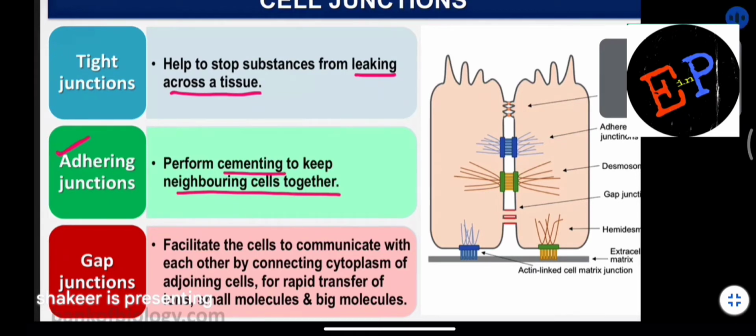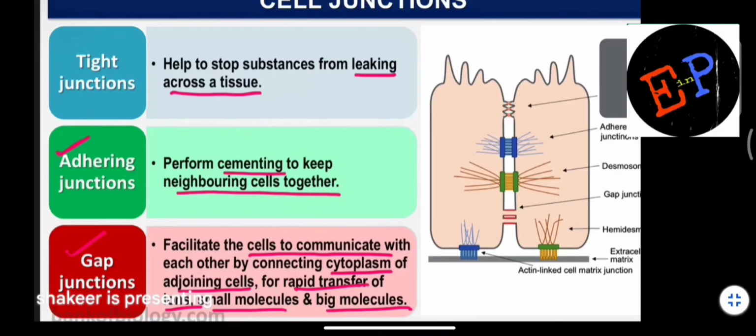For your hand to operate like this, there are many chemical reactions and electrical functions going on. So for your hand to operate, there should be communication between one cell and another cell. That communication is provided by which junction? Gap junction. They facilitate the cells to communicate with each other by connecting the cytoplasm of adjoining cells for a rapid transfer of ions, small molecules, and big molecules. Are you able to understand? So for communication purposes, these gap junctions are present.